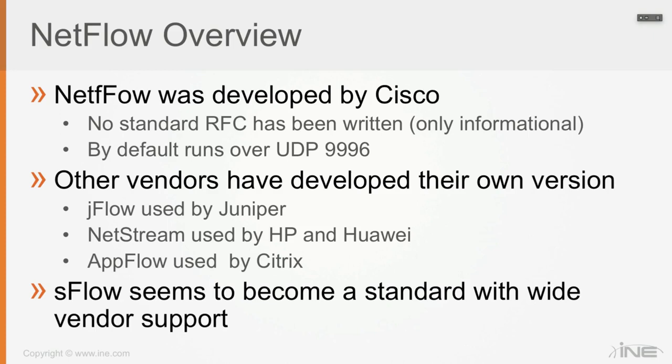Now, SFlow seems to become a standard with wide vendor support. SFlow is starting to be supported by a long list of vendors, so pretty much it starts to be like a standard in there. And of course, all of those implementations, JFlow, NetStream, AppFlow, SFlow, are pretty much derived from the Netflow protocol, which was developed by Cisco.